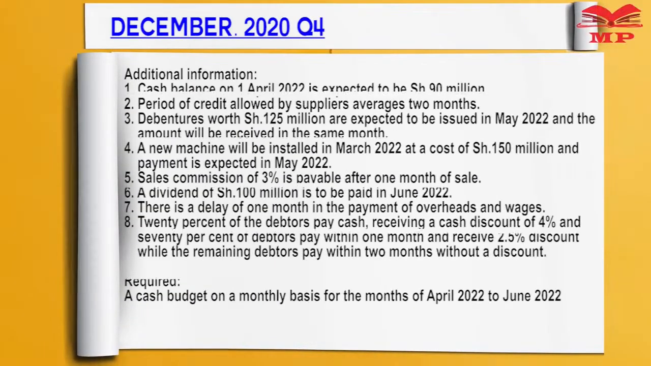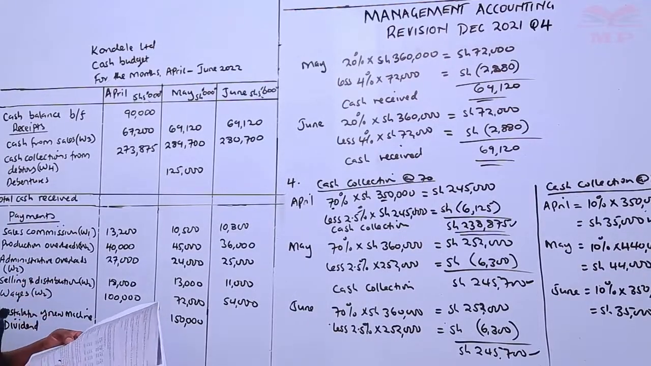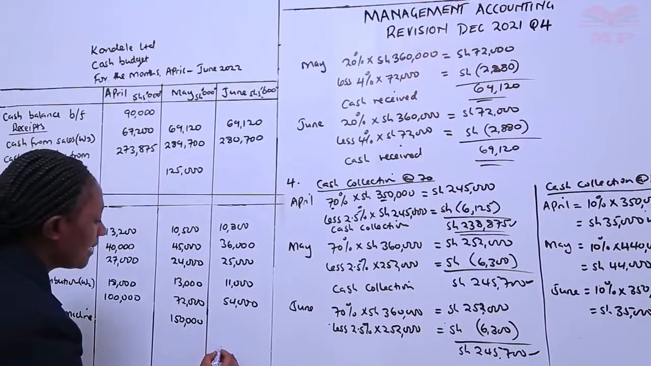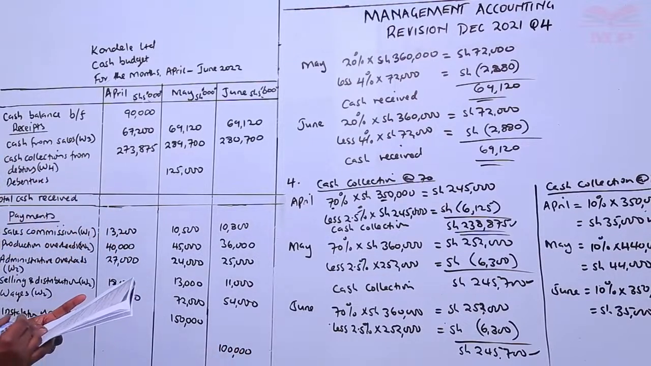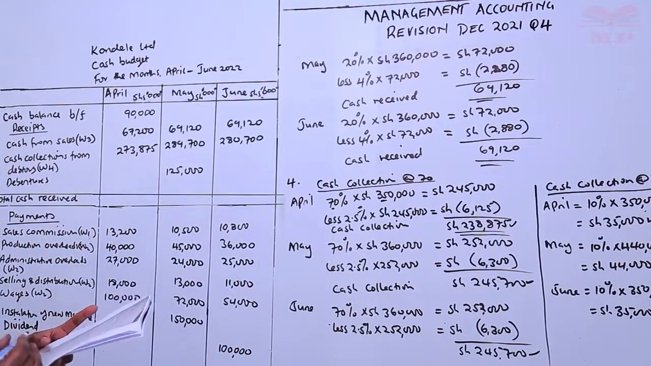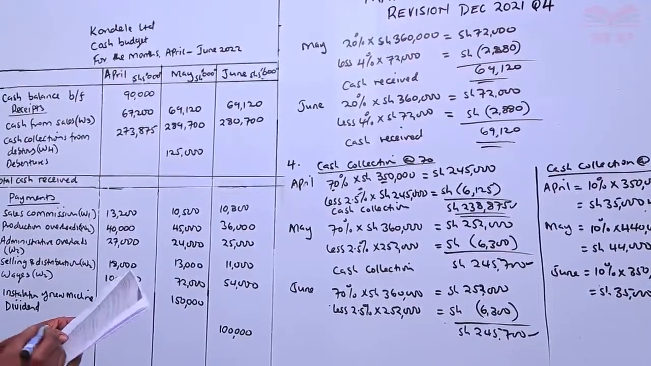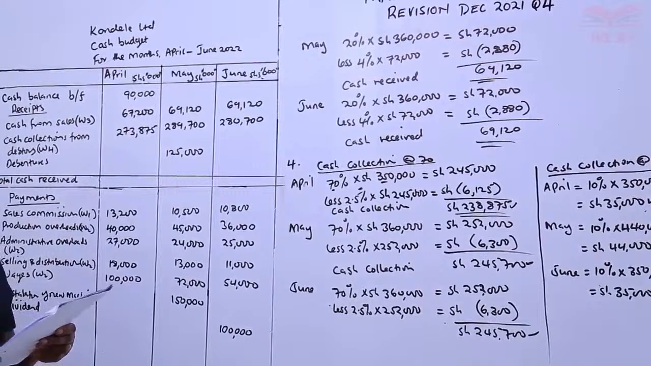Note number 6, a dividend of 100 million. So we have dividend. Dividend of 100 million is to be paid in the month of June. So we will pay a dividend of 100 million in the month of June. We were also told in note number 2 that the period of credit allowed by suppliers averages 2 months.